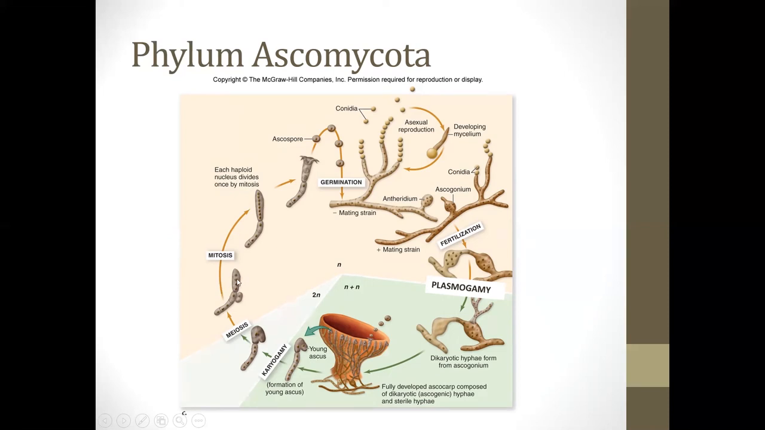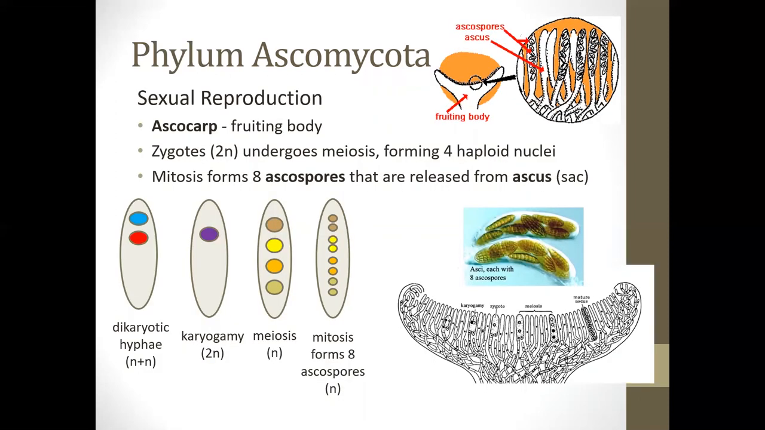However, Ascomycota takes it one step further. Once you have these haploid spores inside your ascus, these haploid spores actually divide through mitosis again, and you end up with 8 haploid spores inside your ascus. And these haploid spores are then going to be dispersed into the environment as ascospores, which will later grow up to be hyphae again.